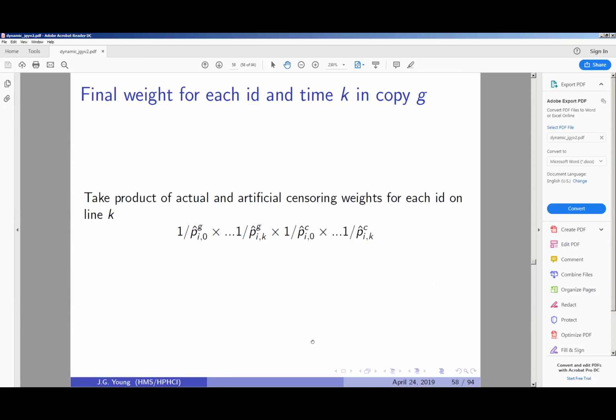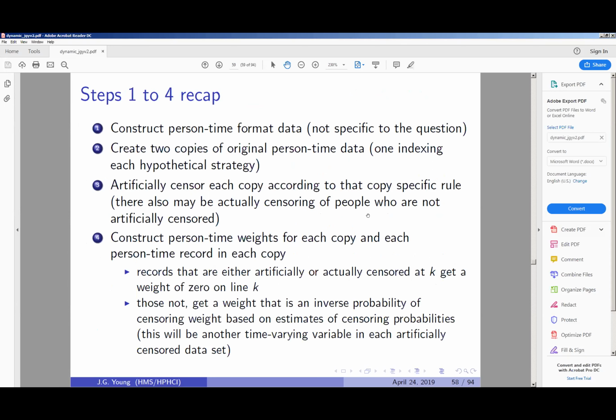Okay, and then the final weight. So this was, as I said, a long procedure. The final weight for each ID n time k copy is going to be the product of the artificial censoring and the actual censoring weights. So this is a mouthful. If it was too much to process, you can go through it in your own time.